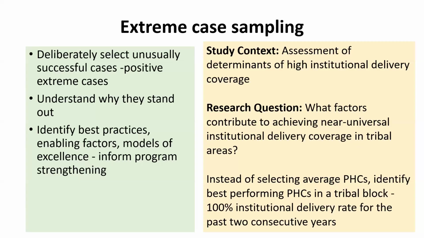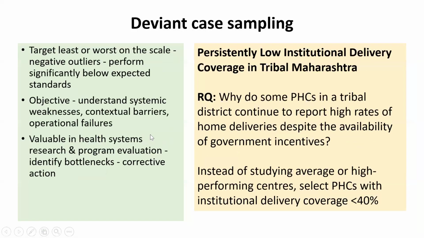So this is an example of purposive sampling. You are sampling with a purpose, and the purpose here is to select cases which are extremely successful or extreme positive cases. Just to the other extreme, we have what is known as deviant sampling. So these are again extreme cases, but on the negative side.